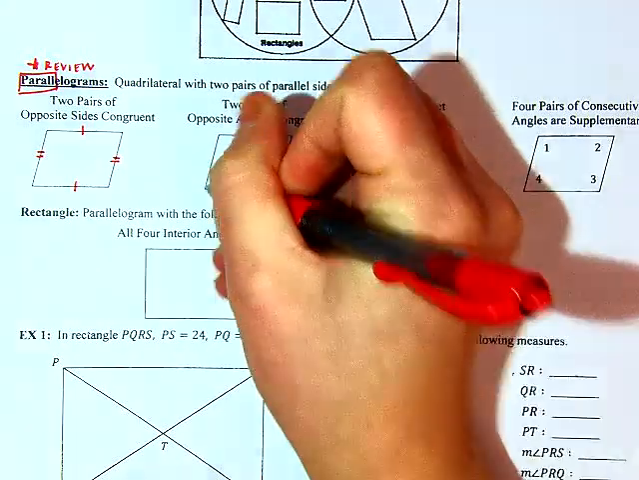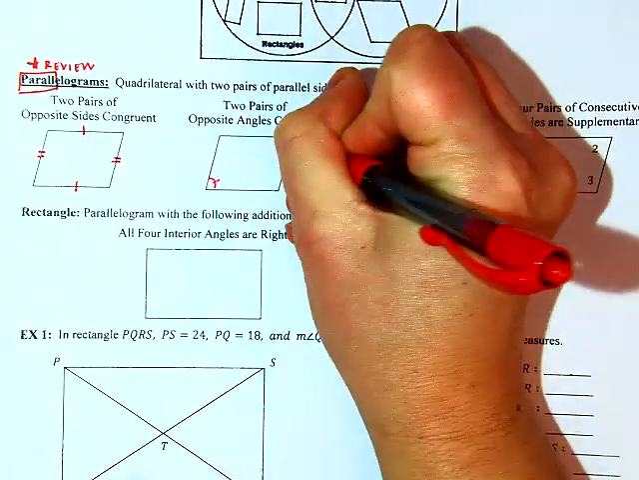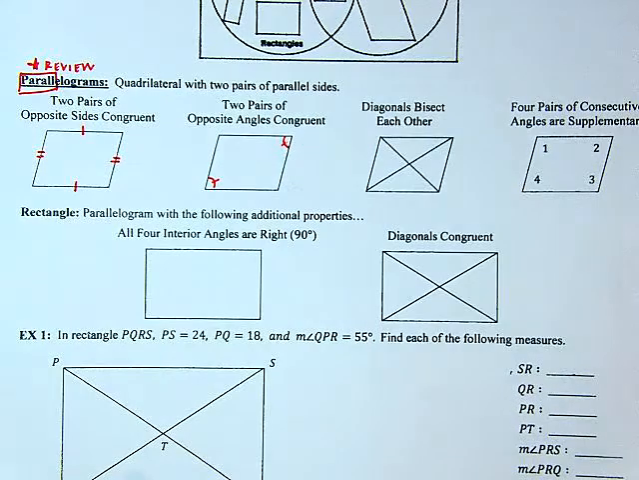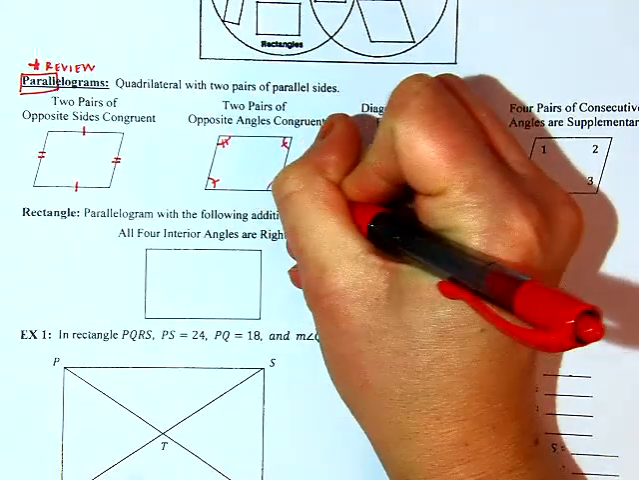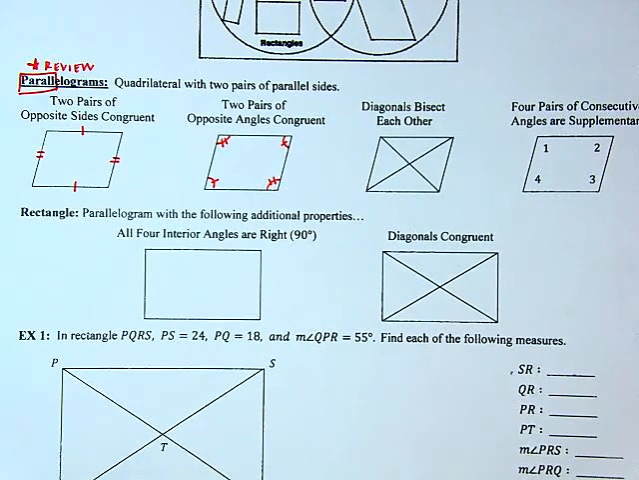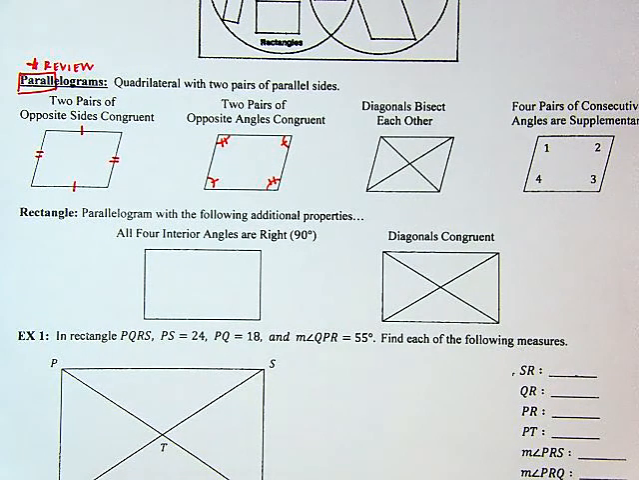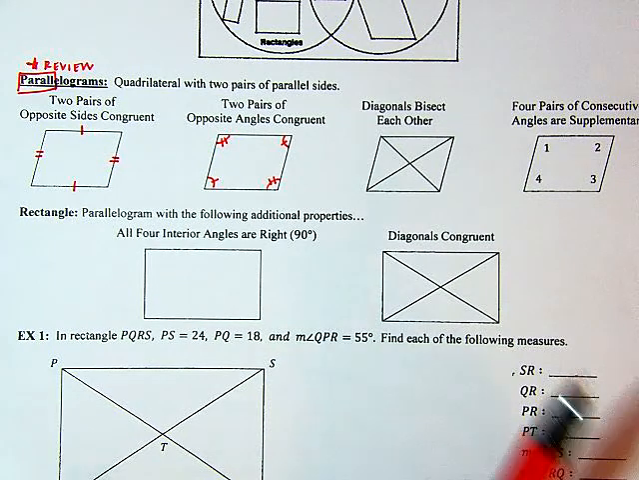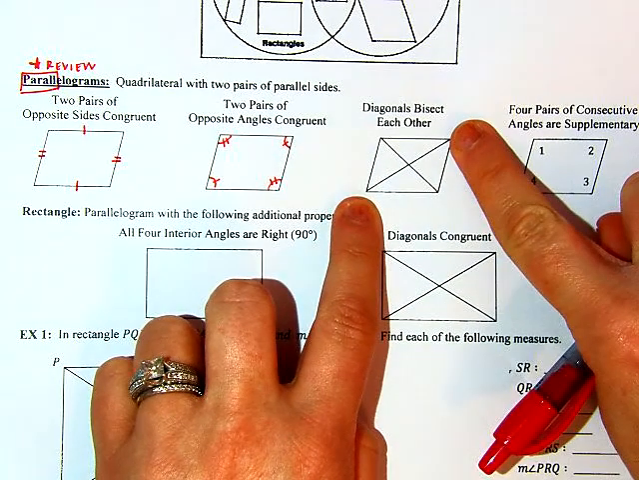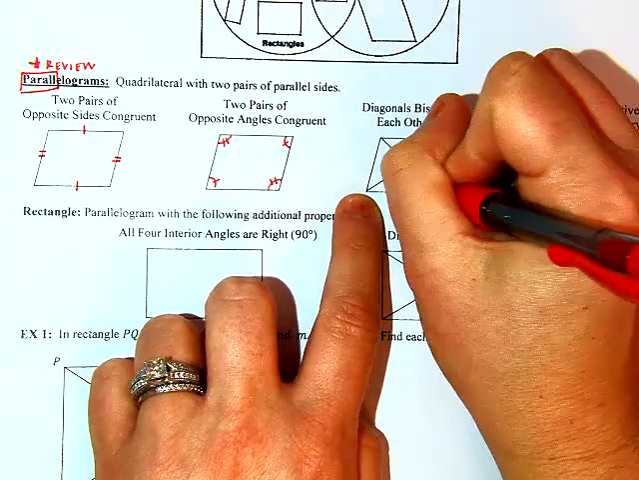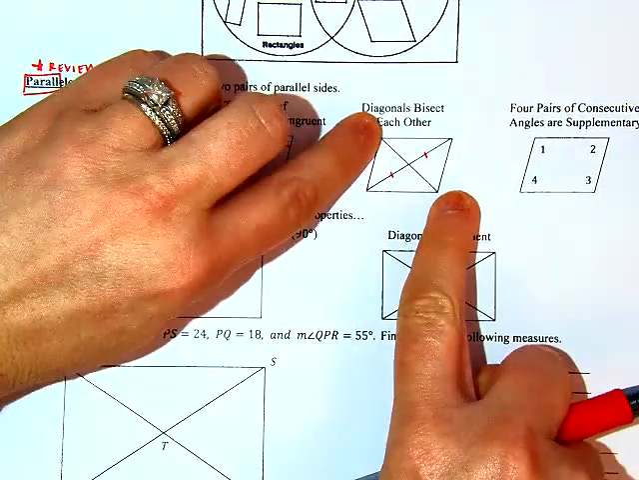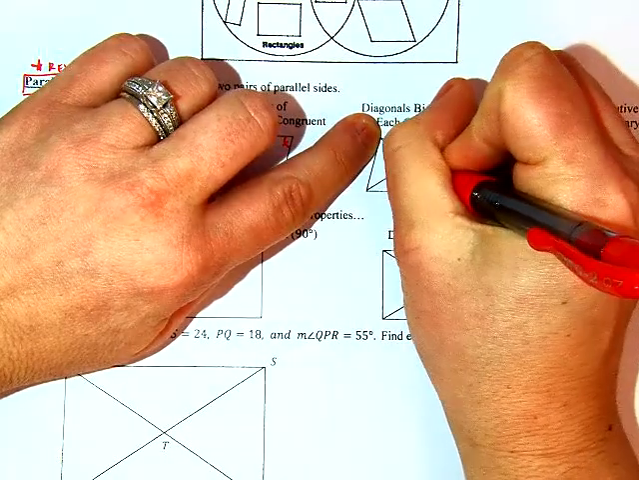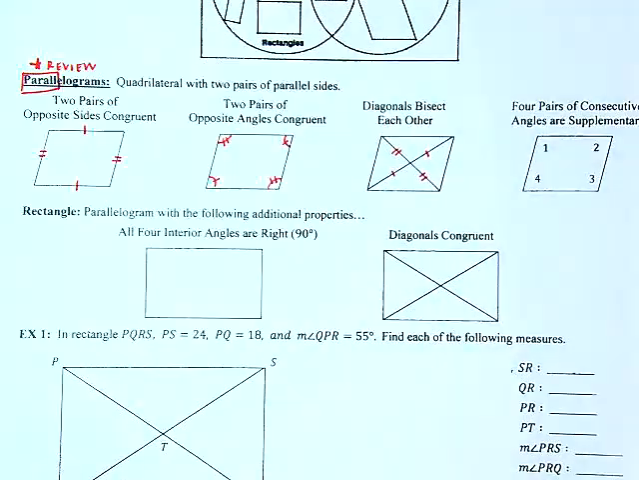two pairs of opposite angles congruent. So there's one pair, and here is the other pair. Okay, the diagonals bisect each other, and whenever we have a figure that's really just a parallelogram, we have a longer diagonal, right, that's split into two parts that are congruent, and we have a shorter diagonal here that's being split into two congruent parts as well.